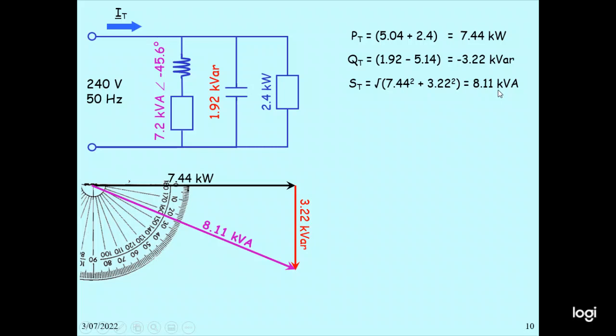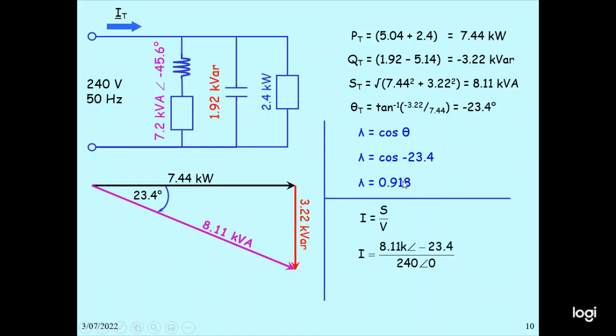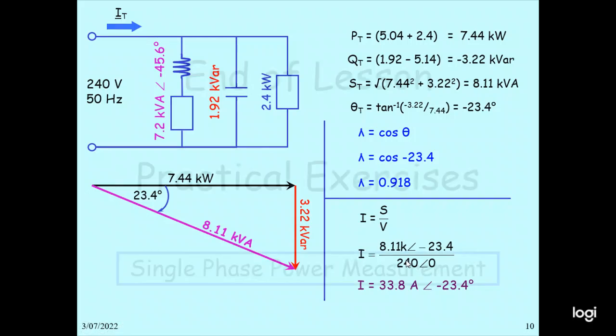So Q is 1.92 minus 5.14, so minus 3.22. P is 5.04 plus 2.4, 7.44. So theta we have to find out. This is the reactive power divided by active power, so minus 23.4 degrees. So this is the lambda angle, you also get it. I equals S by V, so 8.11 angle minus 23.4 divided by 240, you get 33.8 angle minus 23.4 degrees. So this is what we have to do.